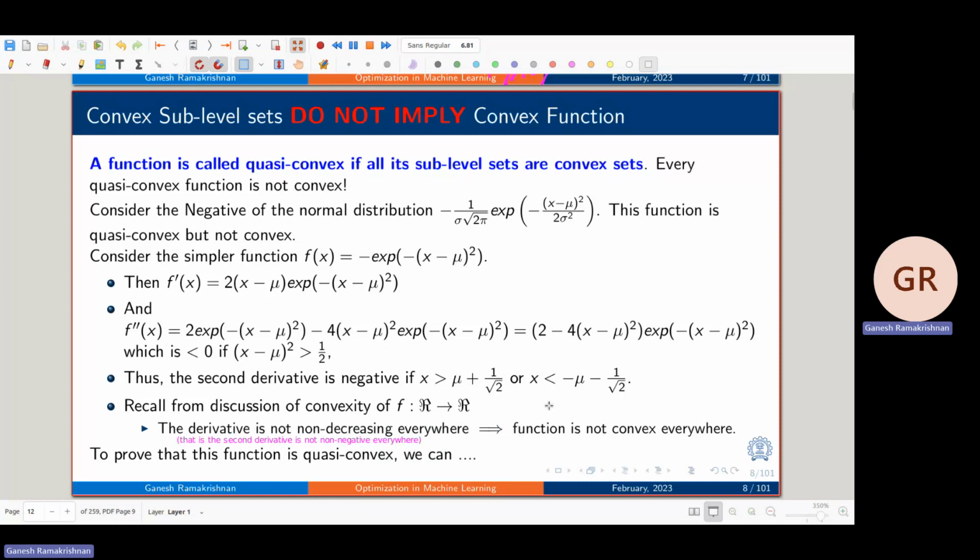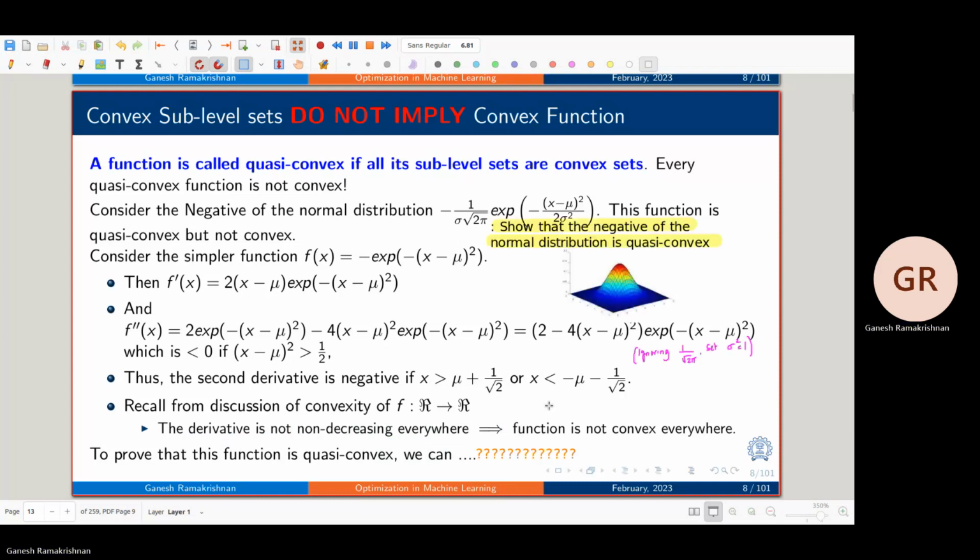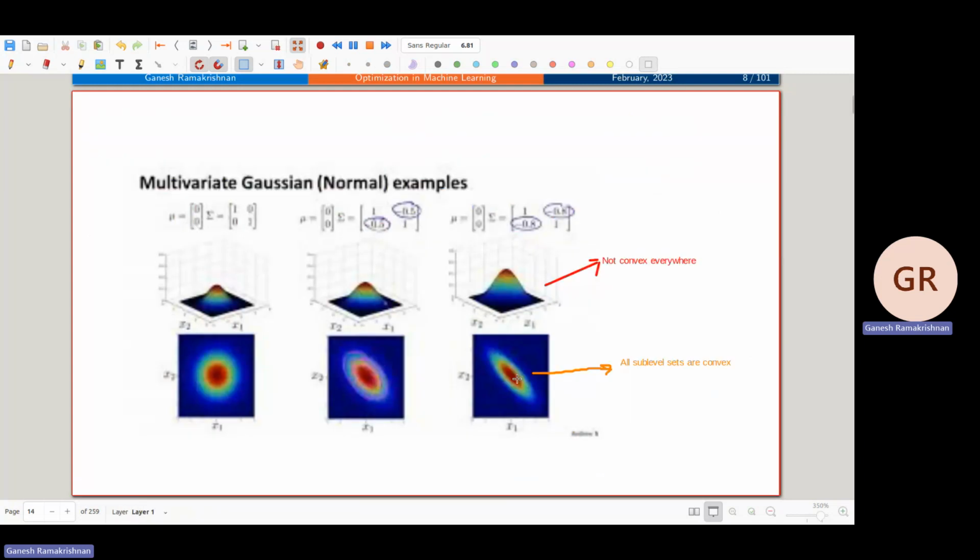But what I'm going to do is some more illustration. Okay, so we are trying to show that the negative of the normal distribution is quasi-convex. Okay? But we'll try and do it graphically. What we'll do is basically this is the Gaussian, take the negative and try and visualize the sublevel sets. We are ignoring some multiplicative factors to show an example of a quasi-convex function which is not convex. Okay, let's look at this.